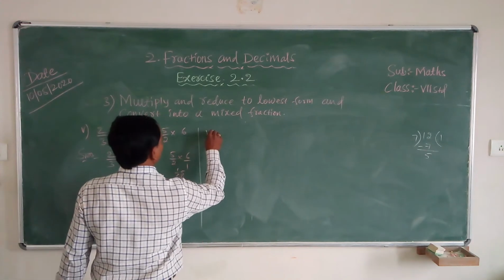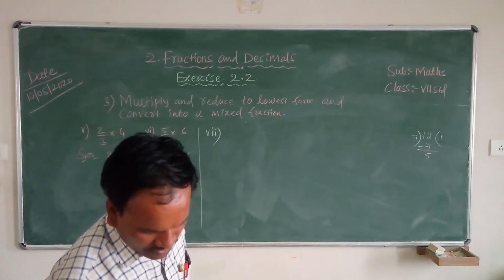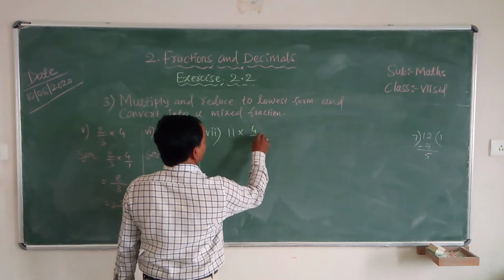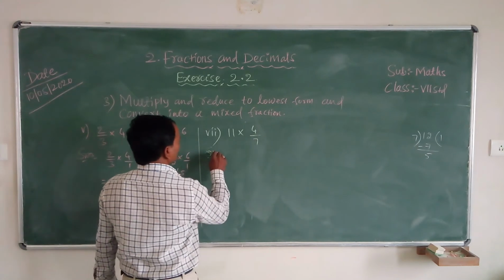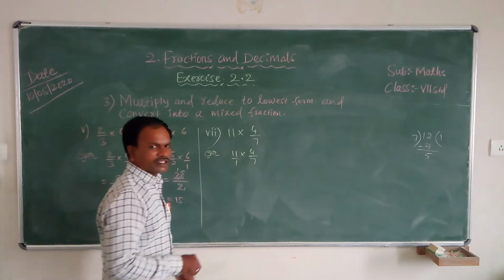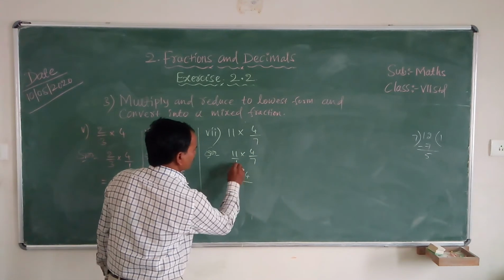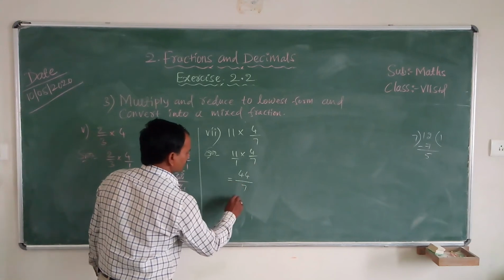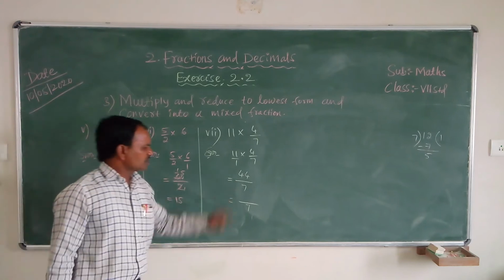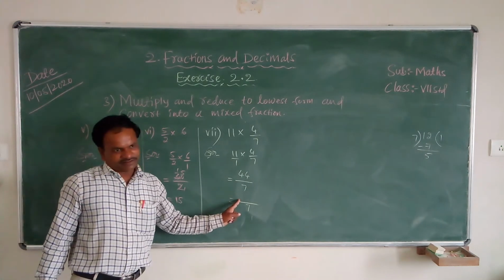Seventh one. 11 into 4 by 7. 11 into 4 by 7. So Sulochana, 11 into 4 by 7, whatever the denominator is 1. 11 4s are 44, divided by 1 7 is 7, denominator is 7. 7 ones are, see, 7 5s are 35.